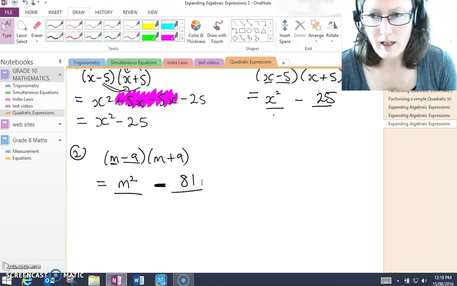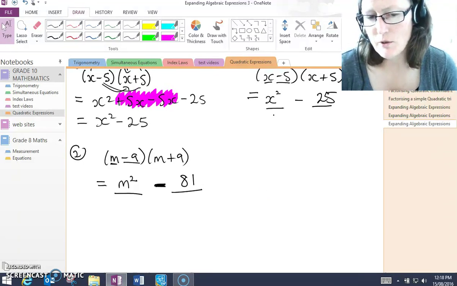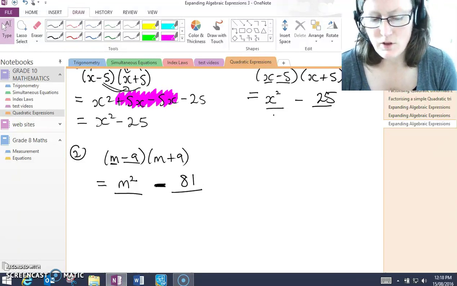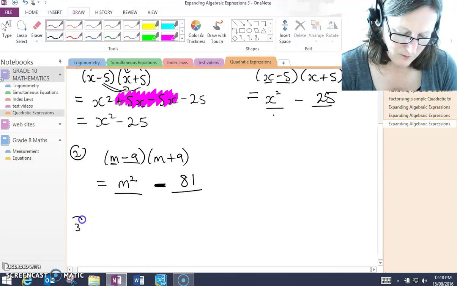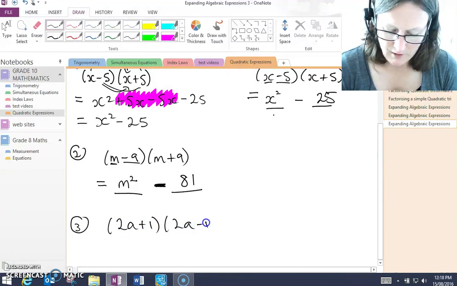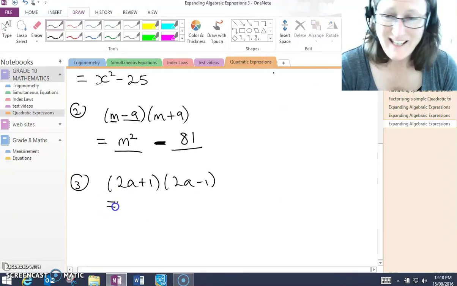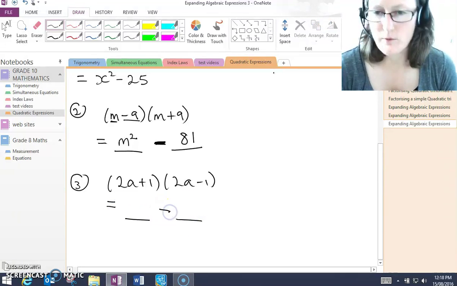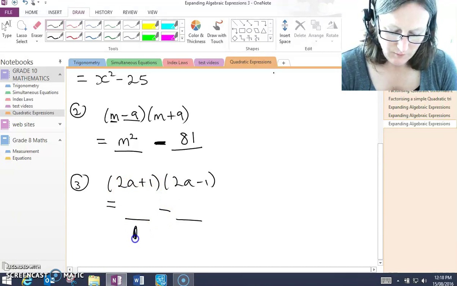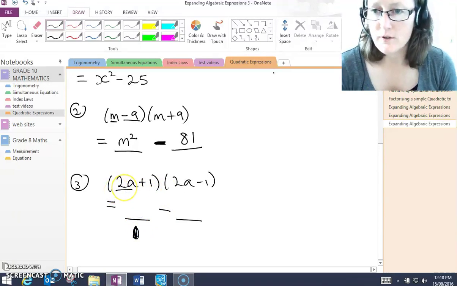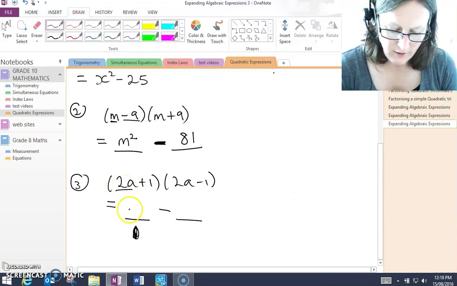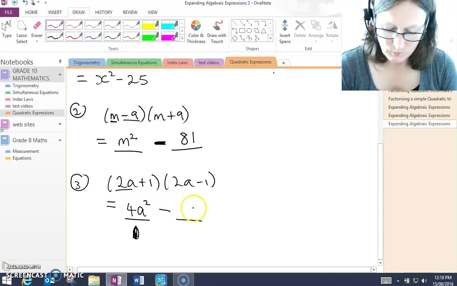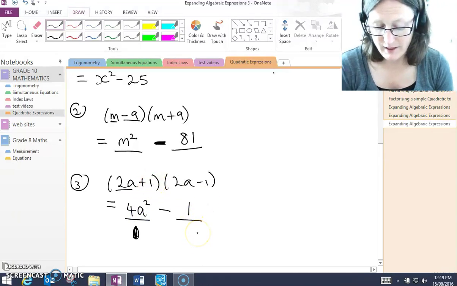So it's very, very handy for later on when we do factorising to be able to recognise the quick way, but it also saves you time when doing expanding. So we'll do a third one. With this third one, we have 2a plus 1, 2a minus 1. So in other words, what's in brackets is exactly the same again, except for the sign. So we're going to end up with two terms, always with a difference in between. For the first term, I square 2a, so 2a all squared, so that is 4a squared. For the second term, I square the 1. 1 squared is 1. So that is my answer for that one.